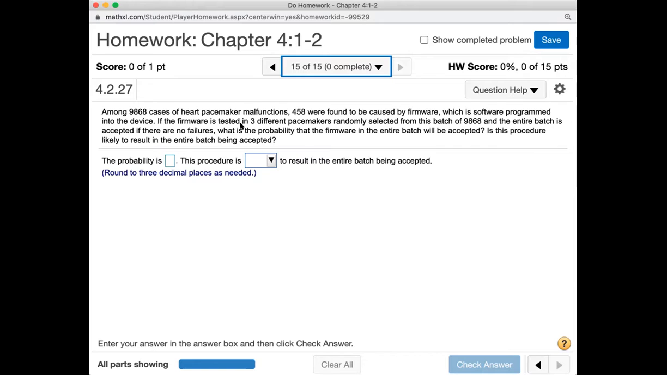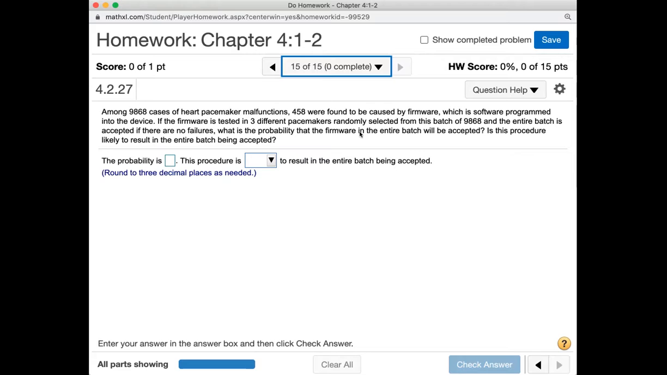And then if the formula is tested in three different pacemakers randomly selected from this batch of 9,868, and the entire batch is accepted if there are no failures, what is the probability that the entire batch will be accepted? To figure out the answer, first we need to figure out whether replacement is allowed or not. Definitely replacement is not allowed, right? The problem doesn't say that we choose the pacemaker randomly and then put it back. So the replacement is not allowed.